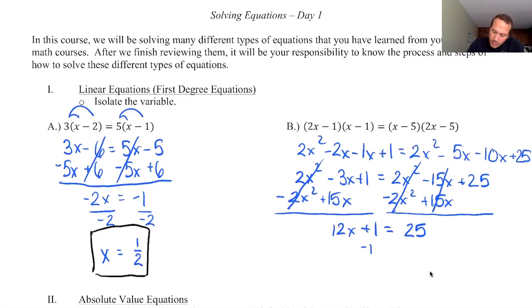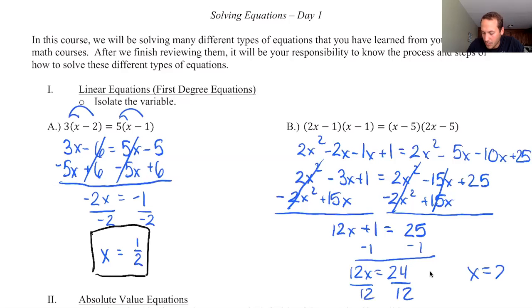But let's continue to solve this. I'm going to subtract 1. I get 12x is equal to 24. Divide both sides by 12, and you'll get that x is equal to 2, okay? So that's what we're talking about. Those are all first degree equations. Get rid of your exponents, get rid of your parentheses, excuse me. And from there, it's just a matter of isolating your variable and solving, okay?